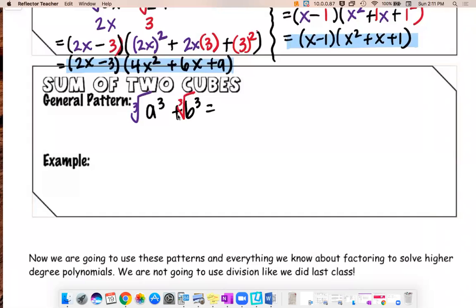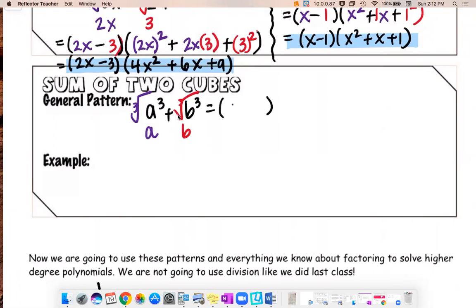in the middle. So let me kind of move that over so we can see that. So there's a plus sign right here in the middle, and we can do the cube root of each of these things. So remember, the cube root of a cubed is just a, cube root of b cubed is just b, and then the pattern is almost the same. The only thing that changes is positive and negative signs.